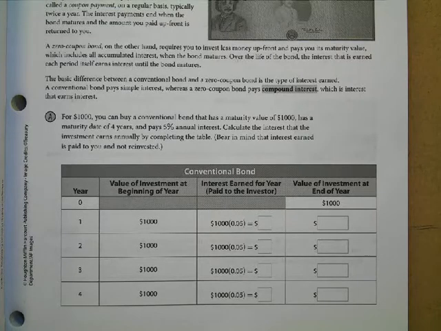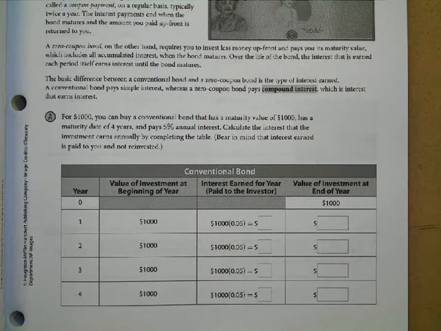You give someone $1,000, okay, and they give you like a little certificate, the bond, okay, and you have to give that money to them for 4 years, okay. But every year at the end of the year that you let this person have this $1,000 of yours, they will give you 5% of that $1,000. Okay, so let's calculate that.